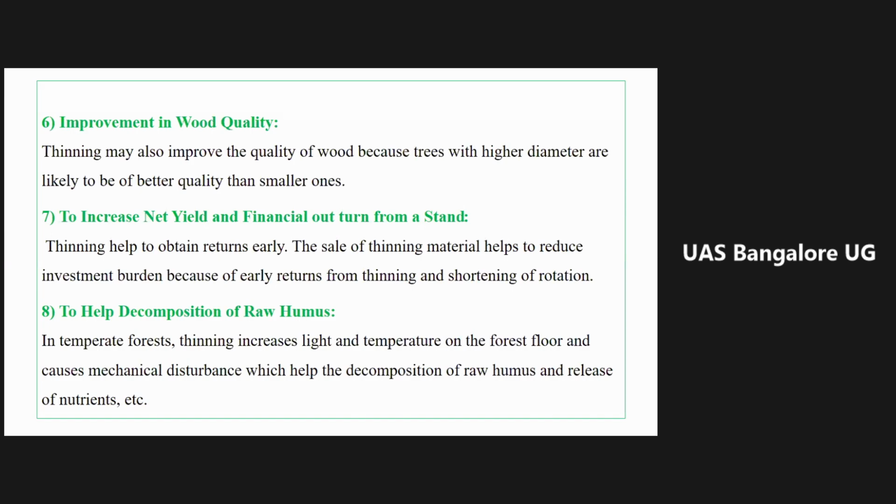Then the last objective is to help the decomposition of raw humus, that is the leaves, dead and decayed trees or branches, mainly in temperate forest. Thinning increases light and temperature on the forest floor, and it causes mechanical disturbance, which may help in decomposition of raw material, and simultaneously it releases different nutrients into the soil, and as a result it increases the growth and development of the trees.